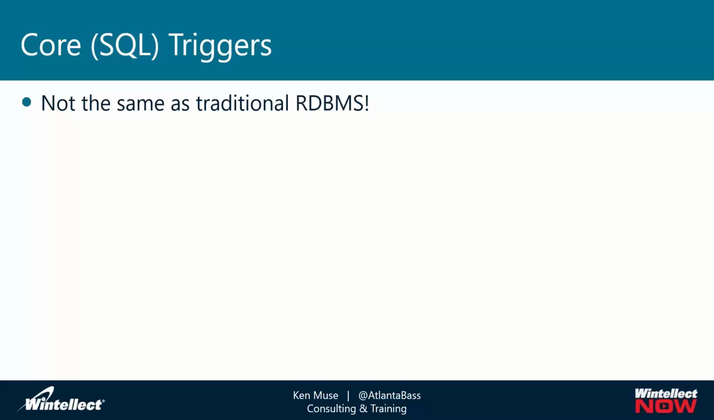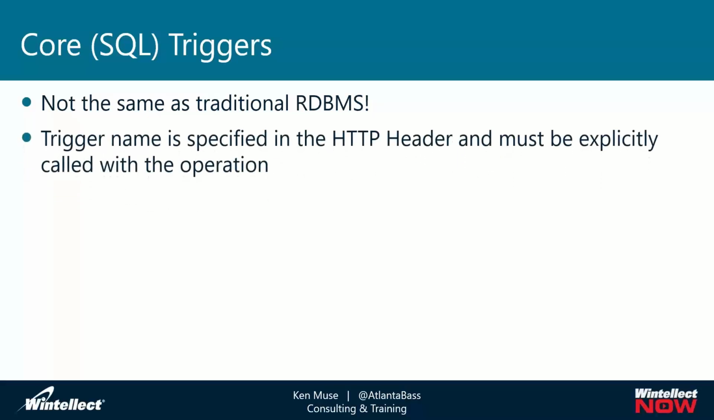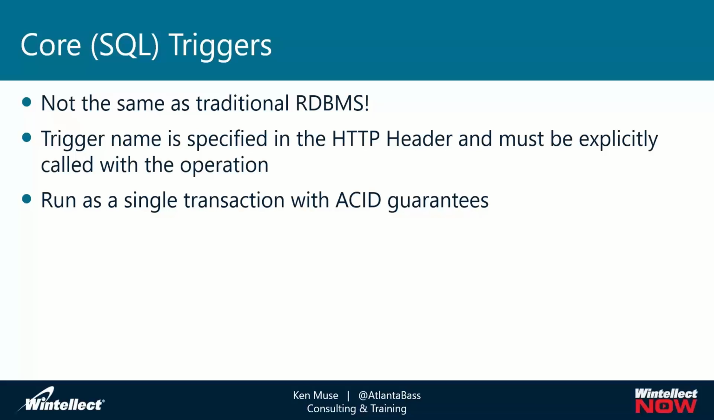Instead of reacting to every insert, every update, every delete, triggers are specifically invoked by becoming part of the HTTP header for a given operation. So when I write a record, I can also indicate that it needs to trigger or execute a specific trigger. When I use a trigger, it's going to run as a single transaction in Cosmos with full ACID guarantees. This means that the logic within the trigger will behave more like a traditional trigger in terms of guaranteeing how those operations will execute.